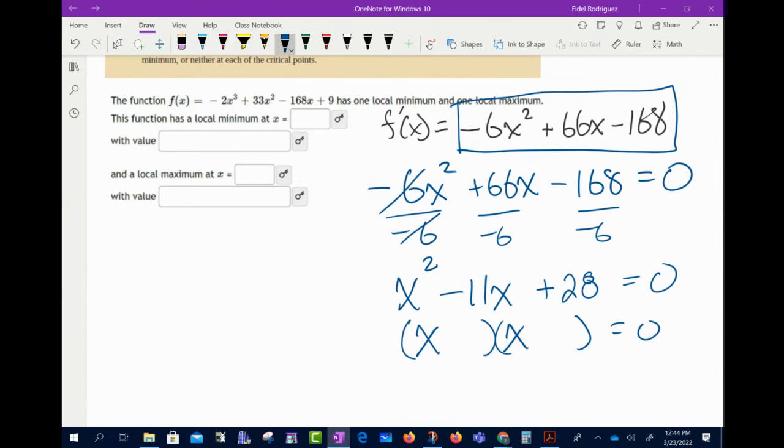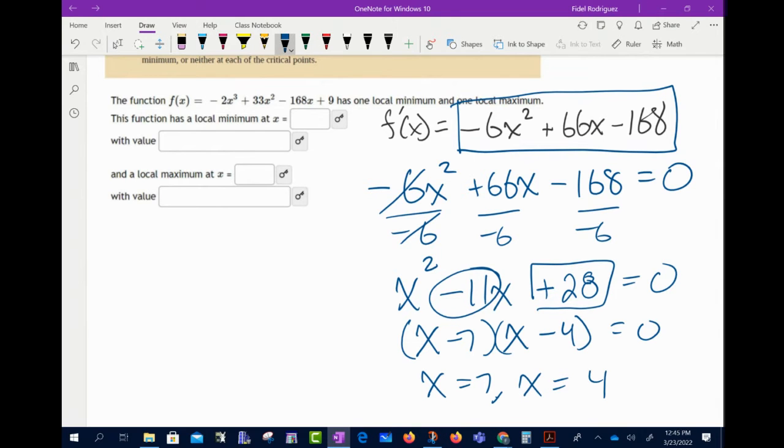What am I looking for here? Positive or negative? Negative on both, right? Because I need to multiply to what kind of number? And they need to add up to a negative 11. Okay, so now we set each part equal to 0. We're going to get x equals 7. We're going to get x equals 4. Okay, now that we found these are our critical values, y'all, okay? So those are my critical values.